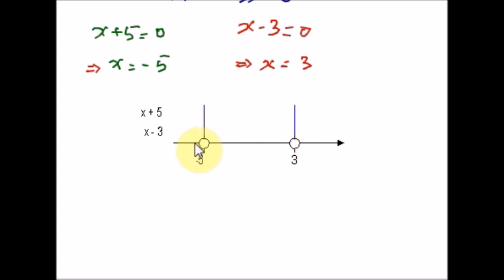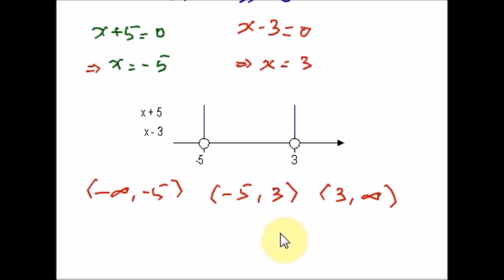Note that the two boundary points create 3 sections on the graph: from negative infinity to negative 5, negative 5 to 3, and 3 to positive infinity. Am I right? So these are the 3 sections. Step 4 is to find the sign of every factor in every interval. So you can choose any point in an interval to represent that interval.